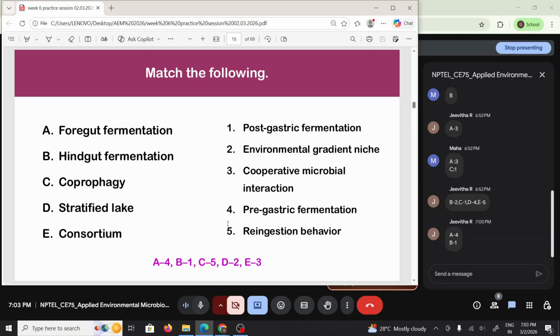And finally, talking about consortium, it is a cooperative microbial interaction. Consortium is a group of microorganisms, not a single microorganism. It's a group of different species and different classes of microorganisms that are in a mutually benefiting relationship. So that's why we call it a cooperative microbial interaction, wherein the presence of one microorganism benefits the growth of the other microorganism and vice versa. So these are the answers for this match the following question. I hope it was clear. If there are any doubts, please let me know.